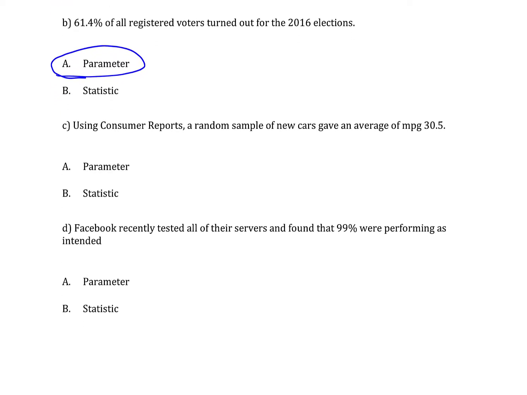Using Consumer Reports, a random sample of new cars gave an average of 30.5 miles per gallon. Now this one's pretty straightforward because we are told that this is a random sample of new cars. And if we are working with a sample of items, then that indicates that any value calculated based off of that would be a statistic. Because any values calculated off of a sample of items give you statistics. Any values calculated based off of a population give you parameters.